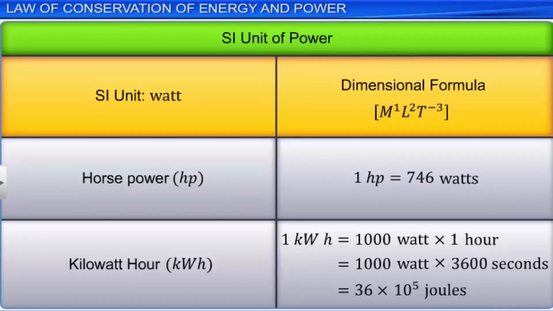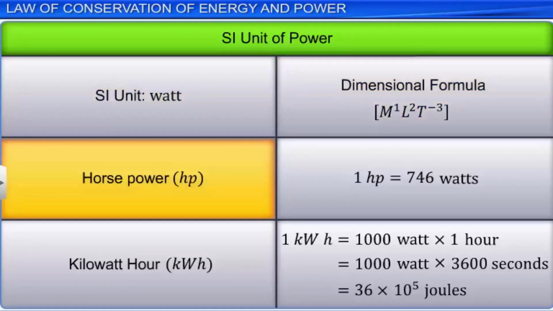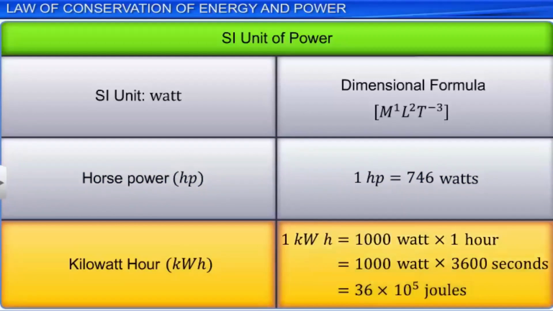Power can be expressed in horsepower, denoted as HP, and 1 horsepower is equal to 746 watts. The commercial unit of electrical energy is kilowatt hour, denoted as kWh. 1 kilowatt hour is equal to 1000 watt × 1 hour, which is equal to 1000 watt × 3600 seconds, and is equal to 36 × 10⁵ joules.